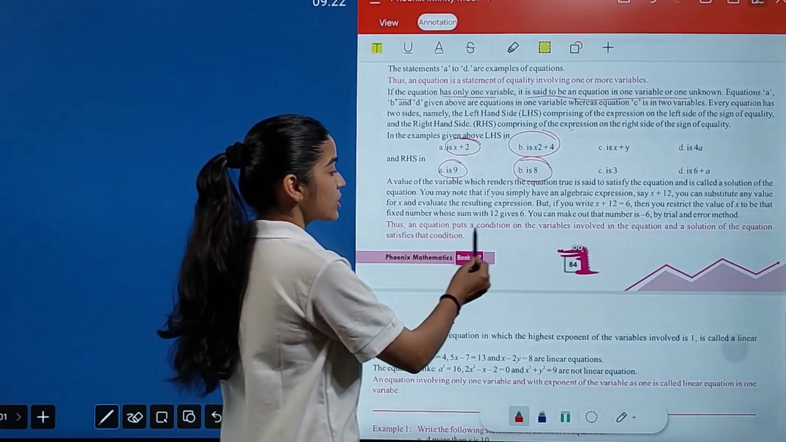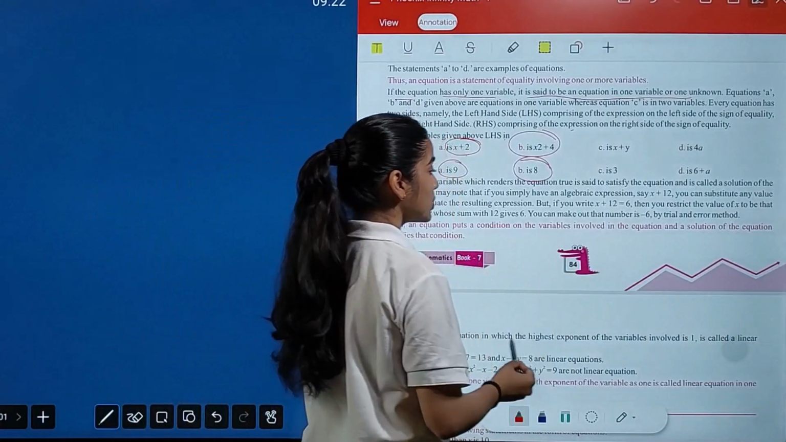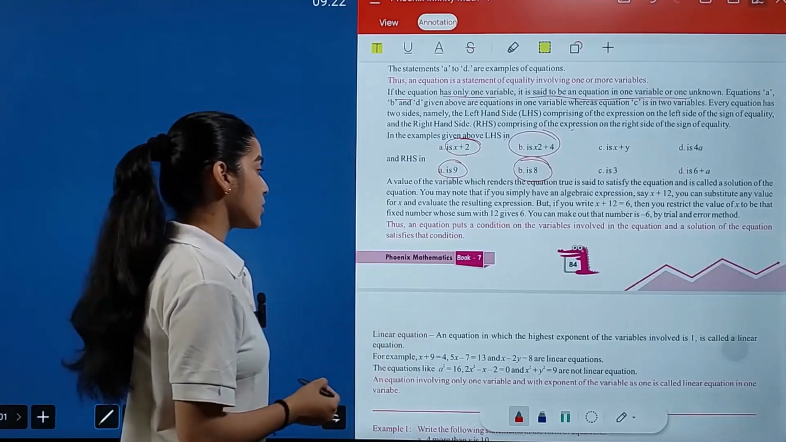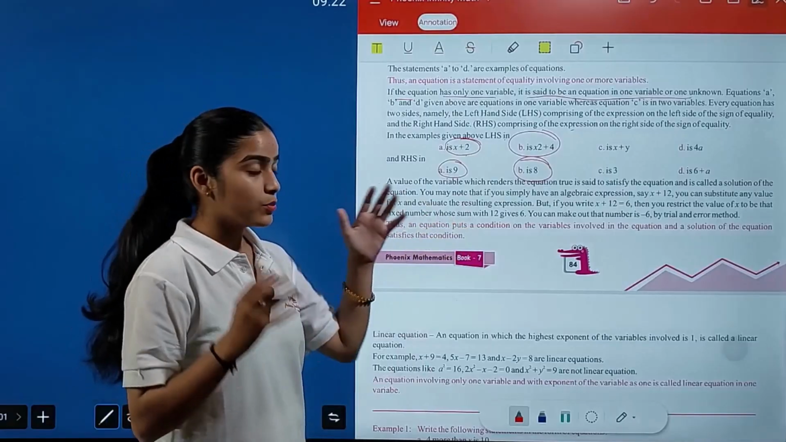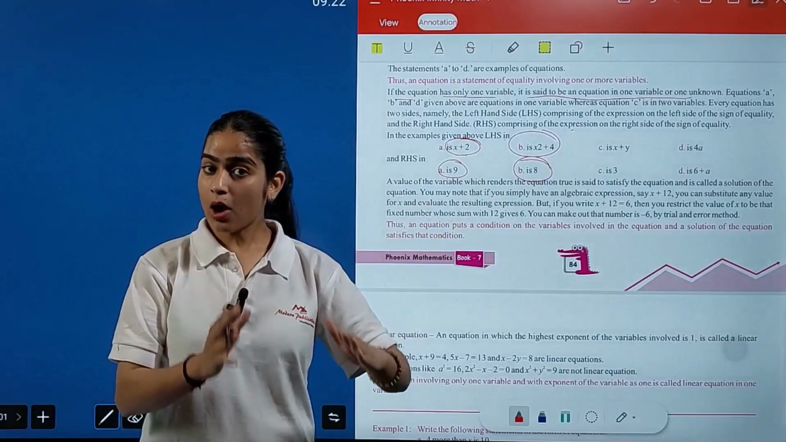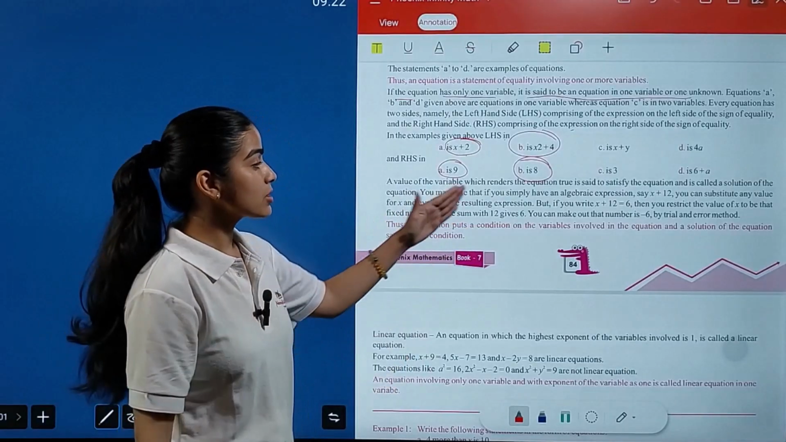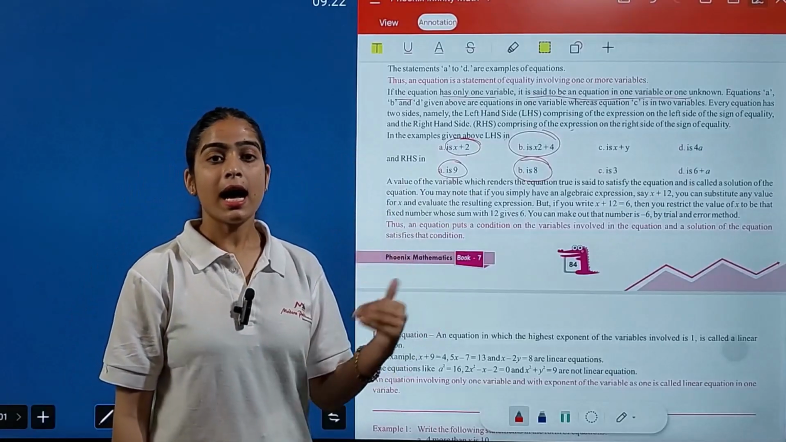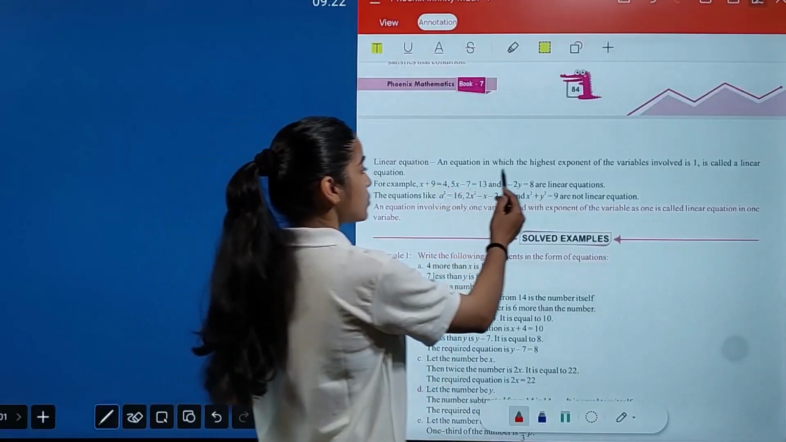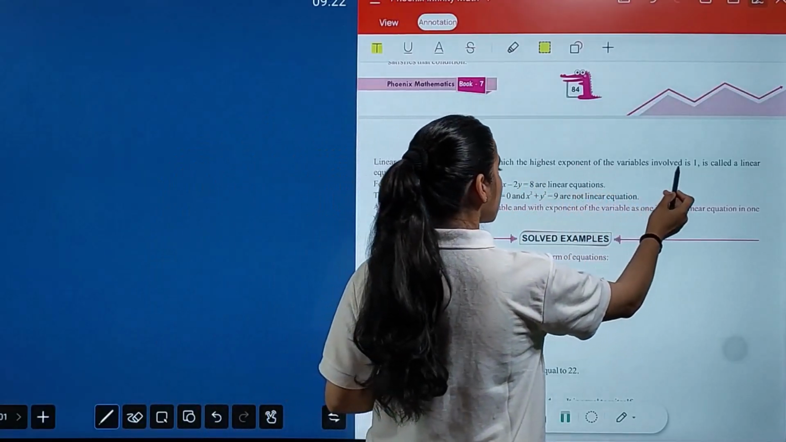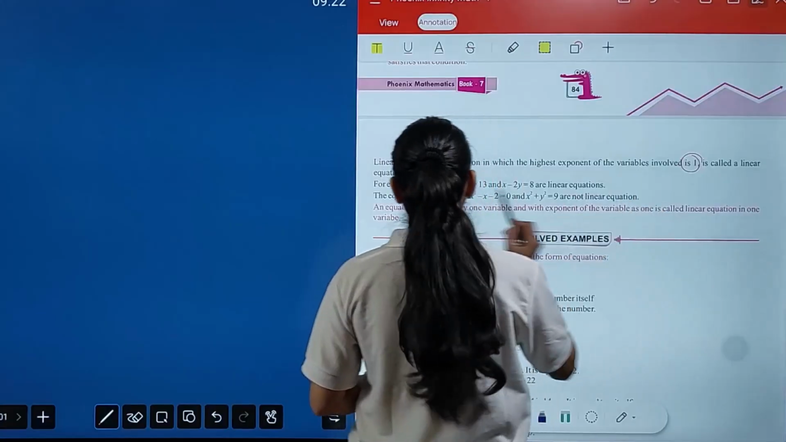Thus an equation puts a condition on the variables involved in the equation, and a solution of the equation satisfies the condition. So when we have an equal sign, it means we need a number which gives 6 when we add it to 12. Now, linear equation: an equation in which the highest exponent of the variables involved is 1 is called a linear equation.